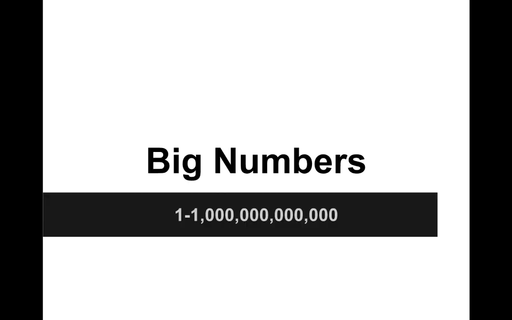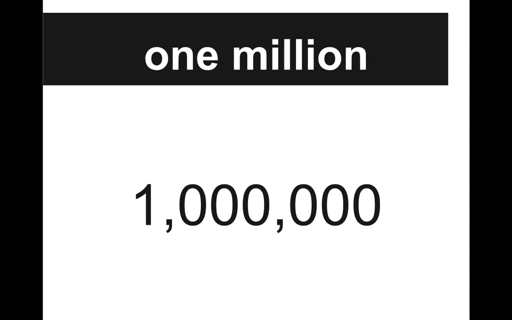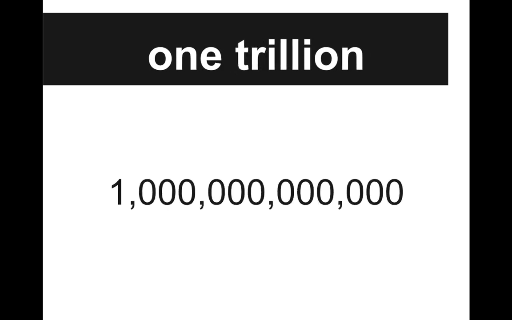How about really big numbers? 100, 1,000, 100,000, 1 million, 1 billion, 1 trillion. Notice in the United States, we use commas to separate the groups of zeros or to mark the place value, unlike some other countries where they use periods.